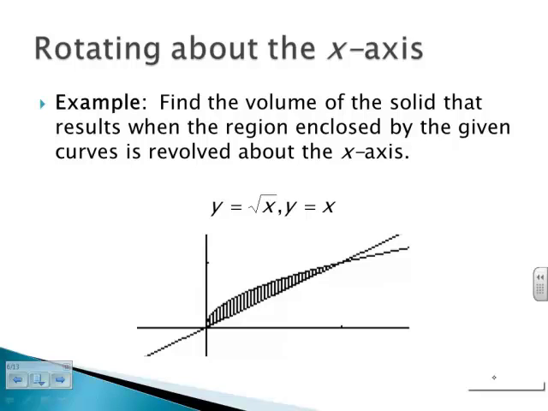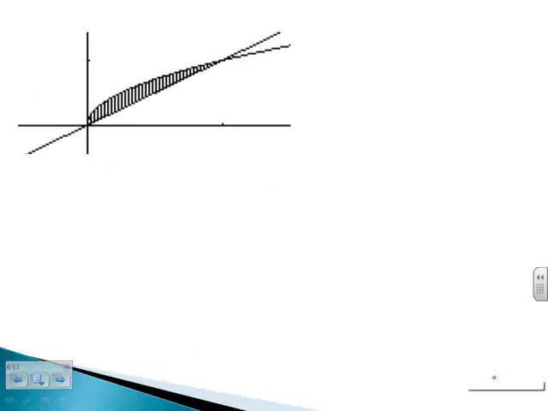Now we're going to look at an example of an application of the washer method. The directions here are to find the volume of the solid that results when the region enclosed by the given curves is revolved about the x-axis. Here we have the curves y equals the square root of x and y equals x. Let's label the information that we're given. The top curve here is y equals the square root of x, and the bottom curve is y equals x.